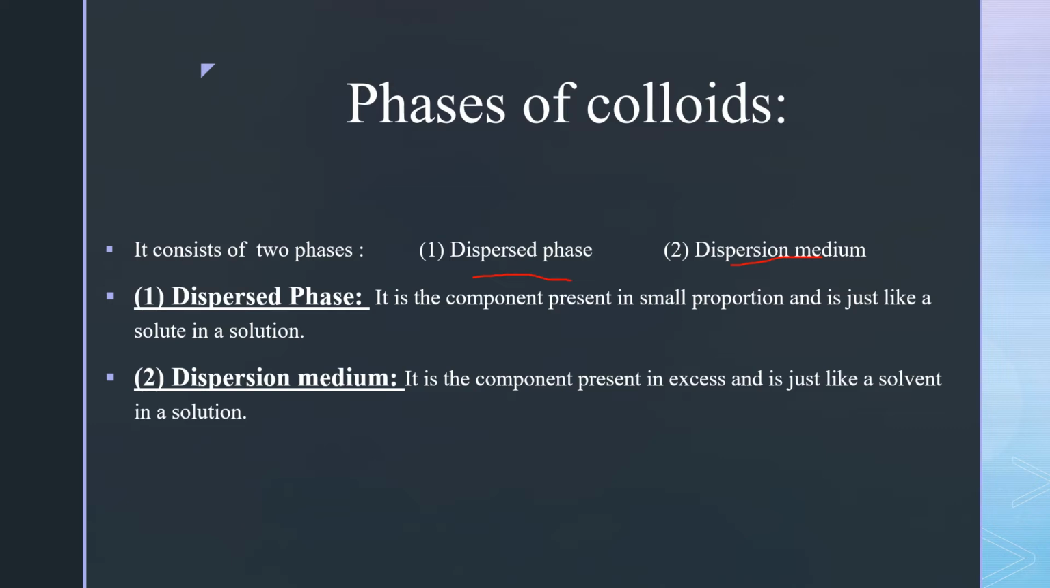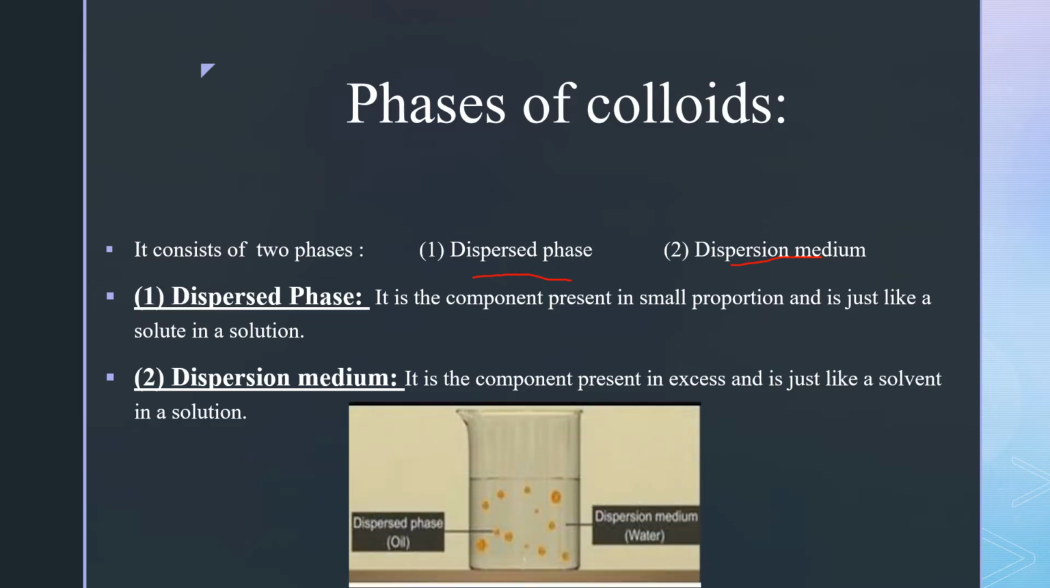Because we know, we have read in solution, that a solution is also made of two parts, solute and solvent. The solute part is the smaller part, and the solvent part is called the larger part. In a similar way, the dispersed phase of a colloid is in a smaller proportion, and the dispersion medium, because it is a medium which is providing a medium, will be the one which is present in excess form.